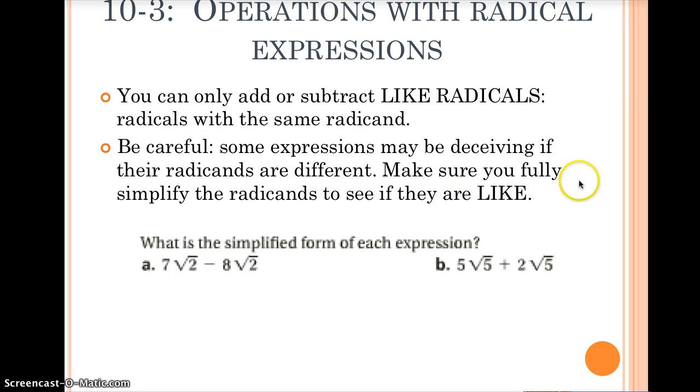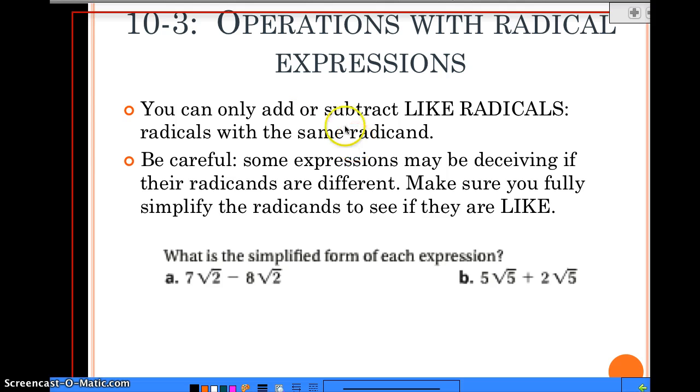All right, we're going to do 10.3, which is operations with radical expressions. You can only add or subtract like radicals. So understand, add and subtract, they have to be like. Okay, when you multiply and divide, you don't have to have like. That's why it's actually easier to multiply or divide.